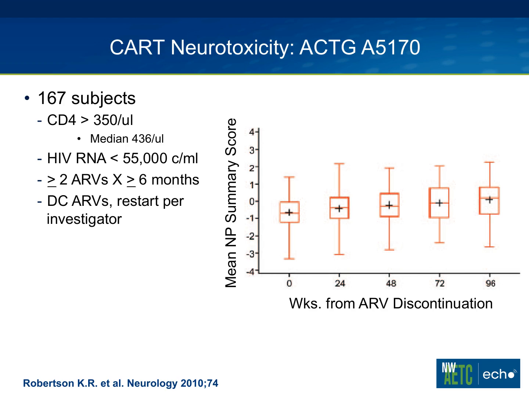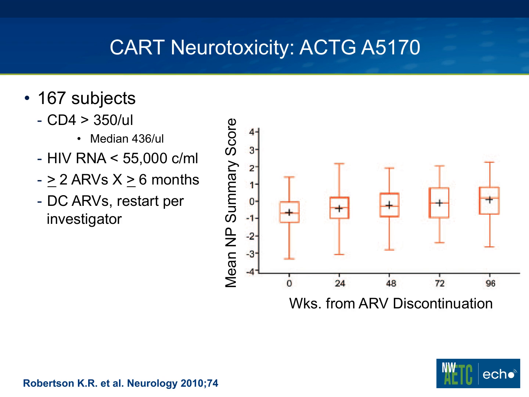This is a study done in the ACTG a long time ago. This is a neurologic sub-study of a study in which patients stopped their therapy. So 167 individuals with pretty high CD4s, median of 436. For some reason, I don't know why they used this HIV RNA cutoff. They had to have less than 55,000 copies per mL. They had to be on at least 2 antiretrovirals for at least 6 months. And they stopped them, and they could restart them at the discretion of the investigator.